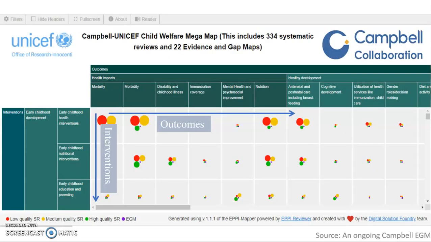Here is our main outcomes. A typical map is a matrix of intervention categories and outcome domains. Our results will eventually be represented in a bubble diagram like this figure. Everyone could hover over a cell to see the number of studies and the study quality.